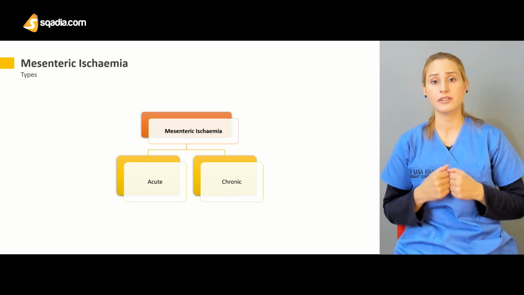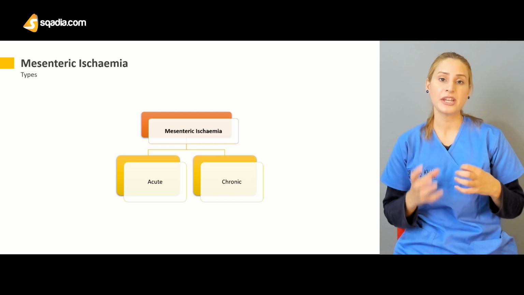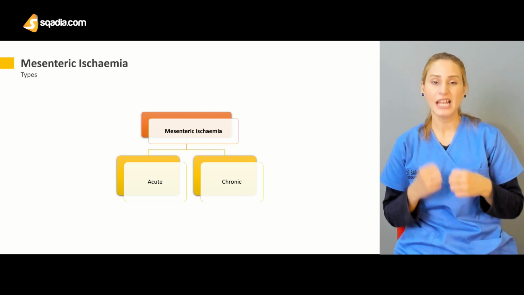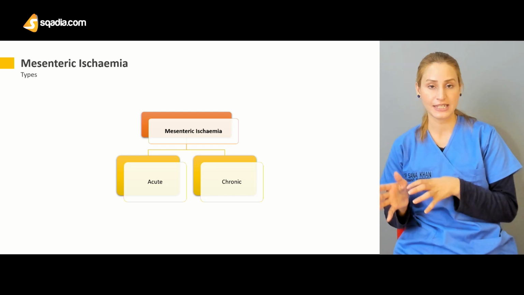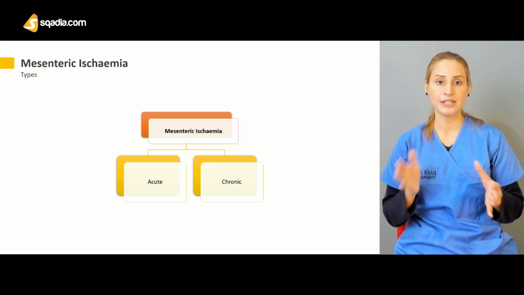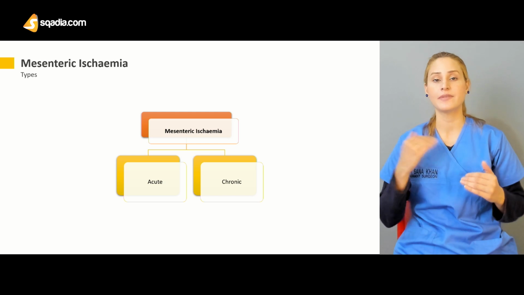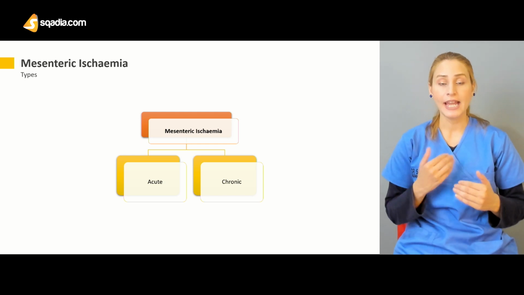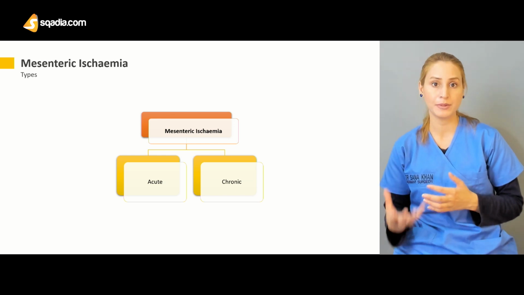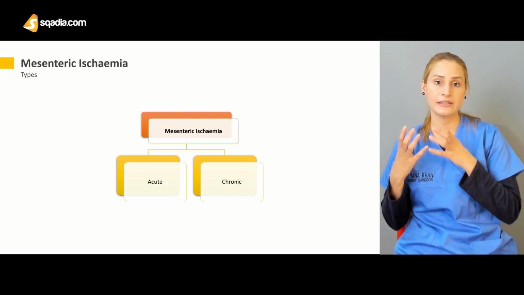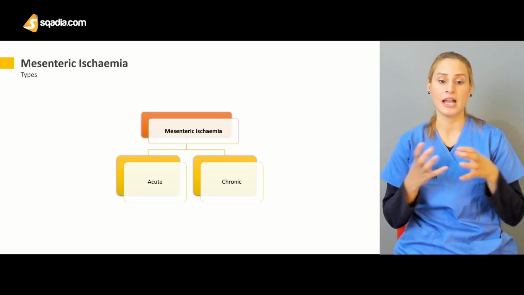Now, when we talk about the chronic, the patient suffers from onset of pain postprandially. That means after eating, within 30 to 60 minutes, he will develop an episode of pain, accompanied by weight loss, and malabsorption would be more pronounced in chronic mesenteric ischemia as compared to the acute.